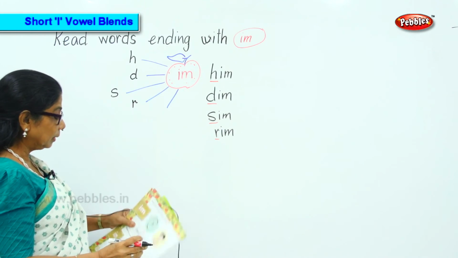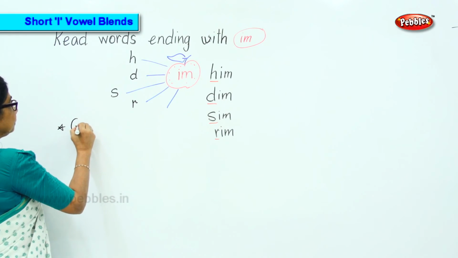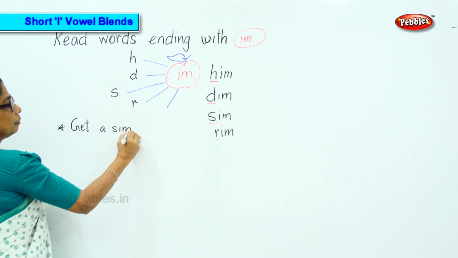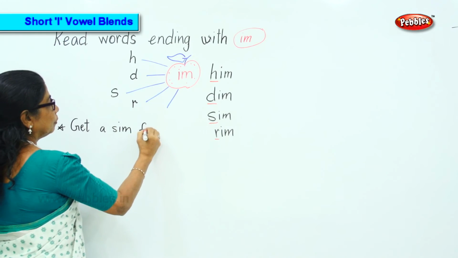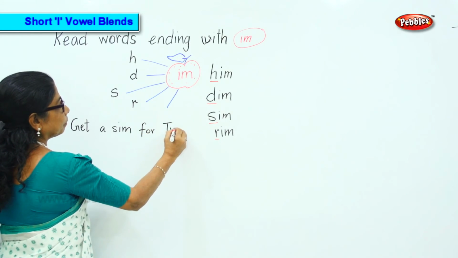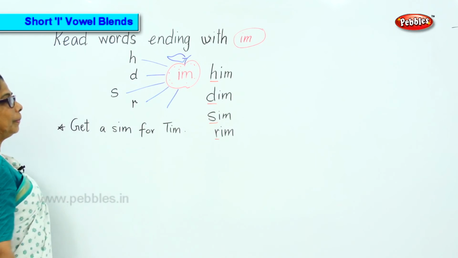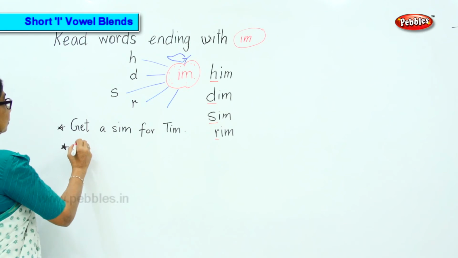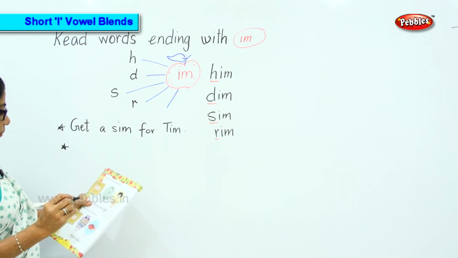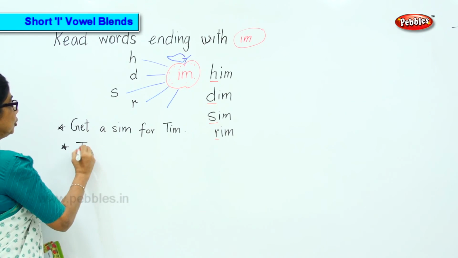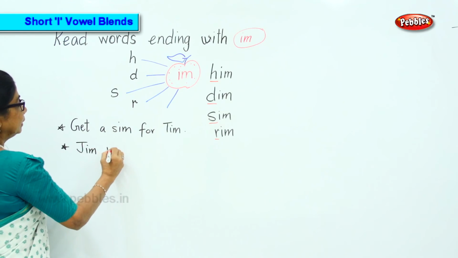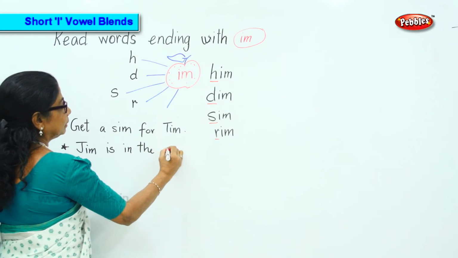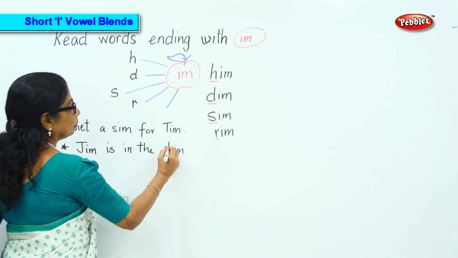Okay. Now, get a sim for Tim. For Tim. Tim, name of a person. Okay. Now, you can say Jim is in the dim light. Dim light.